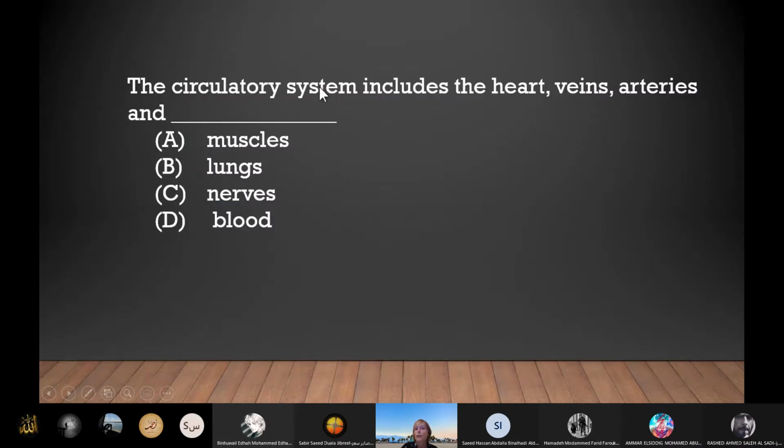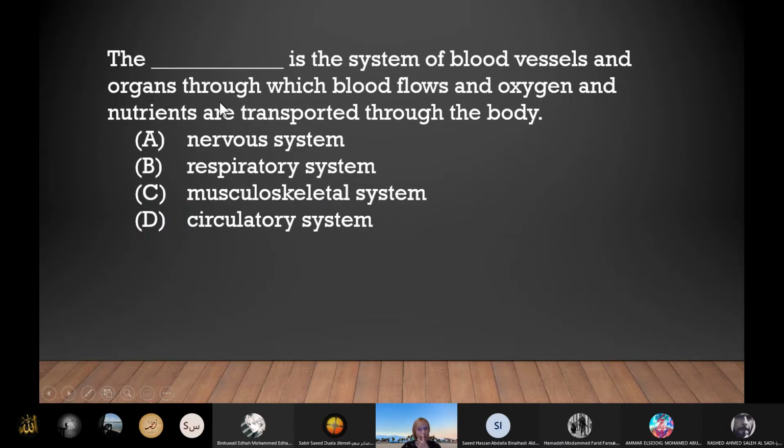Okay, so what did we say the circulatory system includes? The heart, the veins, the arteries, and something else. Lungs. Oh, no, not lungs. Muscles. No, it's not the muscles. That's part of the musculoskeletal system. Blood. Yes, the blood. So the circulatory system needs to move something around your body. The blood is what carries all of the oxygen and nutrients.